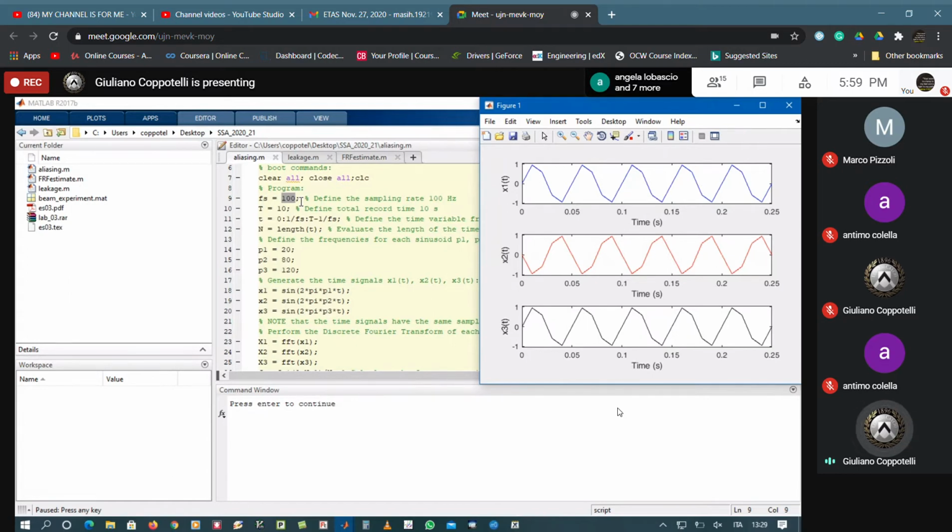So it is viewed in your analysis as a sinusoidal wave having the same frequency of 20 hertz. So the second signal is having the same frequency as the first one. But also the third signal, 120, is having the same frequency in this discrete world because it is mirrored twice, okay, with respect to the 50 hertz maximum frequency.